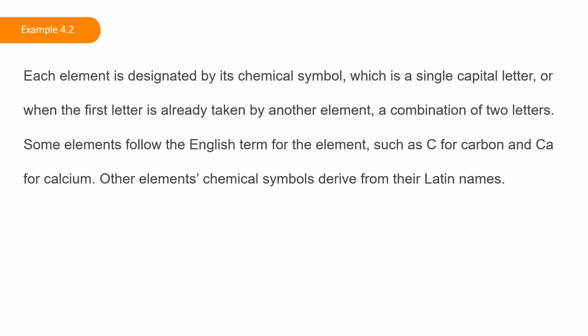Each element is designated by its chemical symbol, which is a single capital letter, or when the first letter is already taken by another element, a combination of two letters. Some elements follow the English term for the element, such as C for carbon and Ca for calcium. Other elements' chemical symbols derive from their Latin names. For example, the symbol for sodium is Na, referring to natrium, the Latin word for sodium.